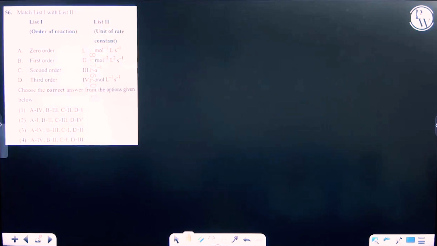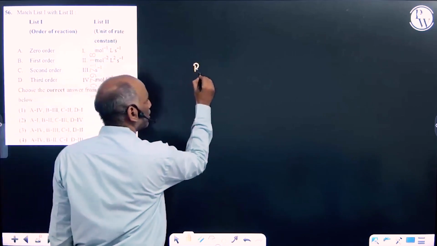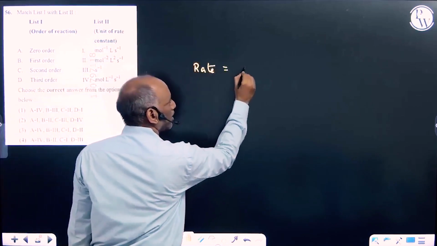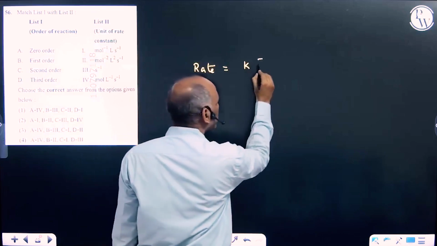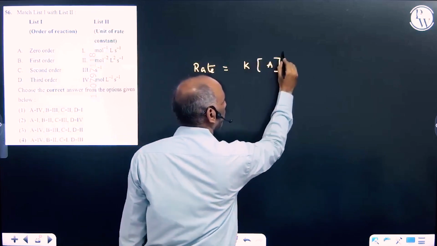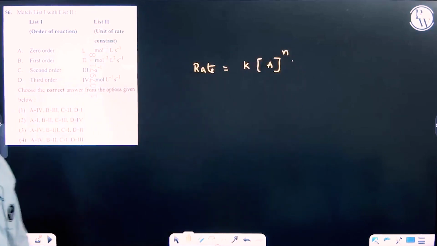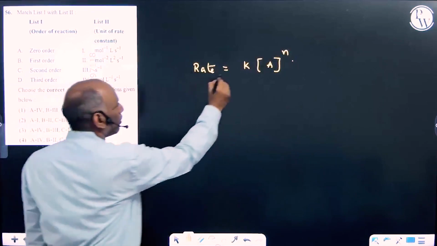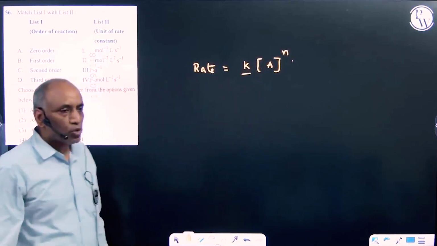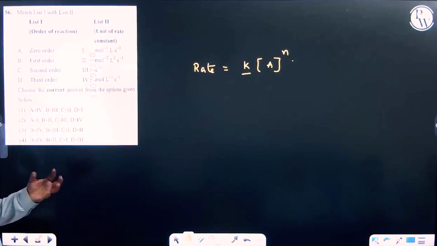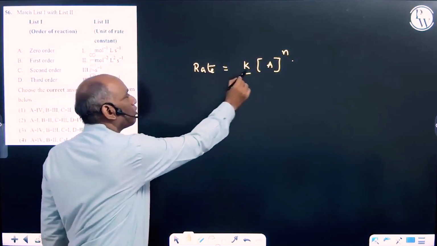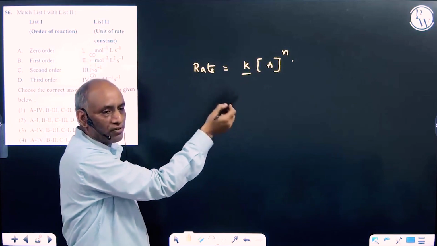And here it is simple. The order of the reaction is given. Whenever you are talking about the rate of a reaction, rate is equal to the rate constant K into concentration of the reacting species power n. Most people think that since K is a proportionality constant, it may not have units, but the reality is K equals rate by concentration power n.